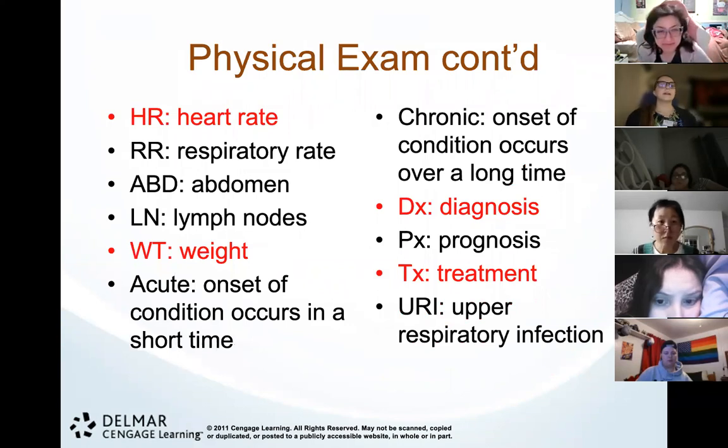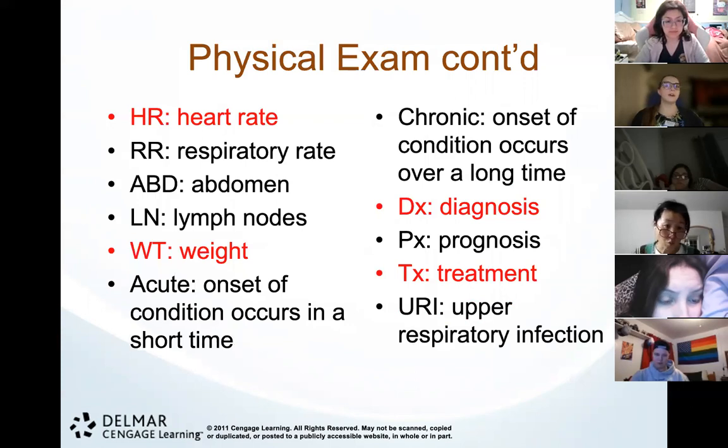Continuing on with the physical exam notes. So HR, we know that that's also our heart rate. So pulse is also HR, heart rate. Same with R, that's also respiratory rate, or RR. ABD is the abbreviation for the abdomen. LN is when we're talking about the lymph nodes, and they have several lymph nodes all throughout their body. WT is the patient's weight.